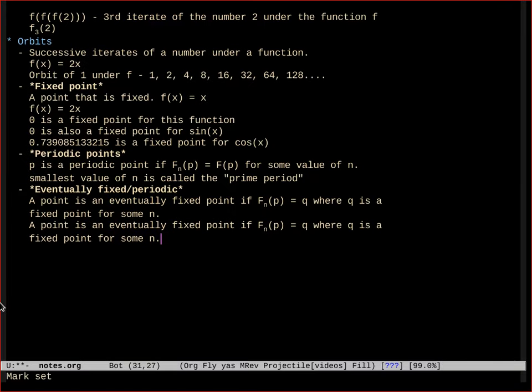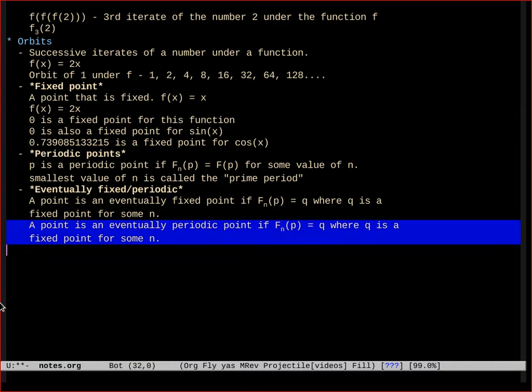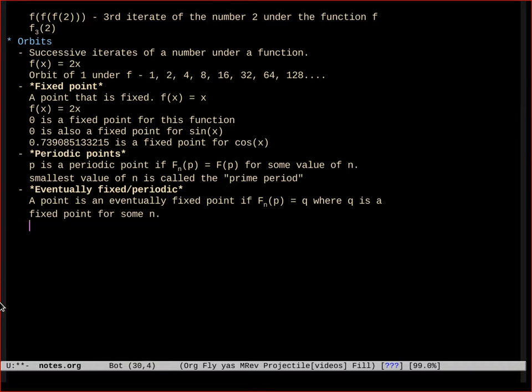So I can say a point is an eventually periodic point if after some number of iterations it hits a periodic point and it stays that way. So that's an eventually periodic point.